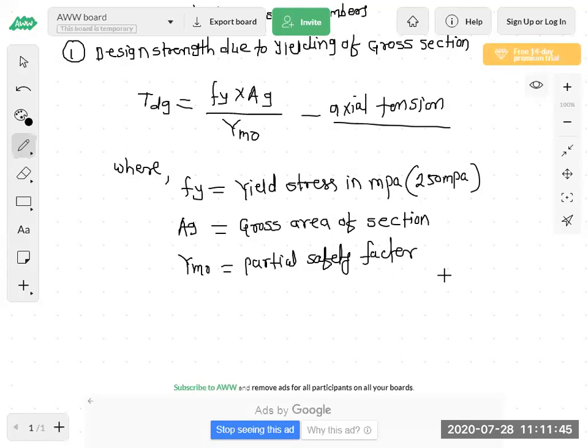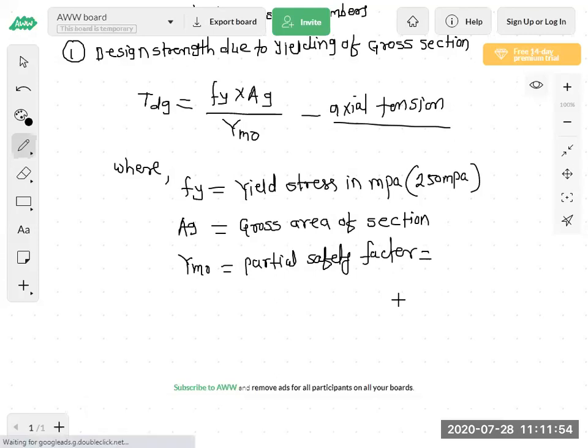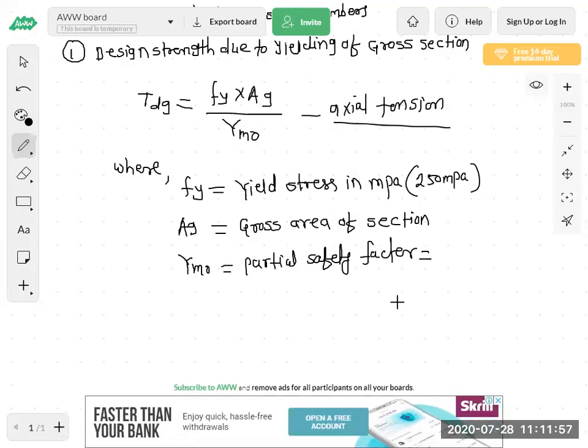How much is the value of gamma m naught? That is given in unit number 1, partial safety factor: gamma m naught is 1.1, gamma m1 is 1.25, gamma mw is 1.25. Like this you have to remember all the safety factors. So this is 1.1, correct.